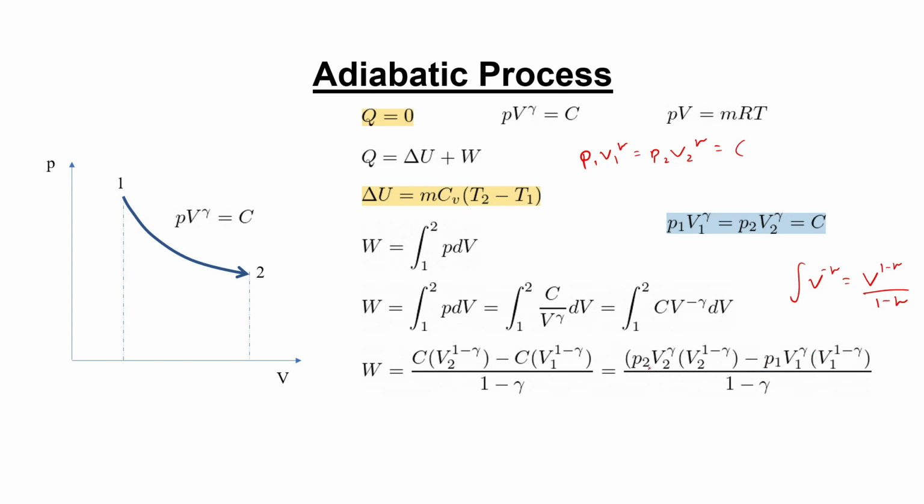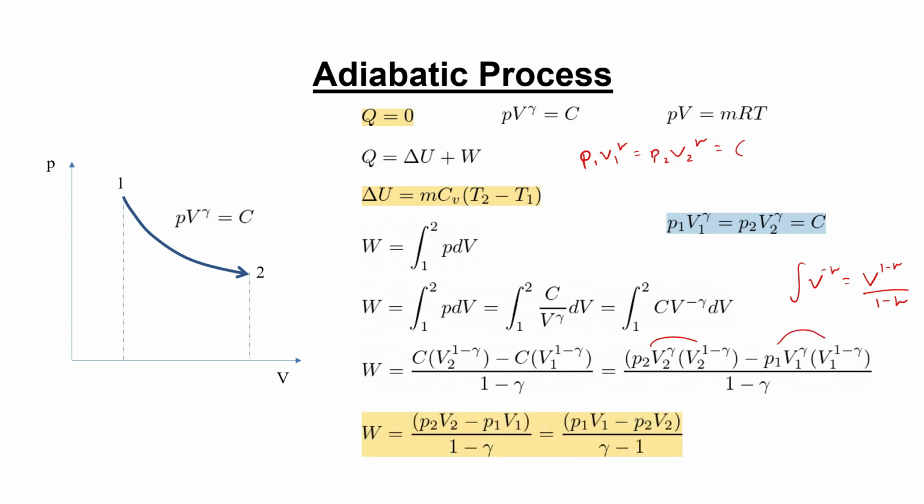If you multiply this and this, you will get P2 V2 minus P1 V1 by 1 minus gamma. This is equal to P1 V1 minus P2 V2 by gamma minus 1. So this is the expression to calculate the work done in an adiabatic process. For calculating internal energy, delta U is mCV (T2 minus T1), and for W it is P1 V1 minus P2 V2 by gamma minus 1, and you know that Q is equal to 0 here. So these are the things to keep in mind in an adiabatic process. You should know how to calculate the work done in an adiabatic process.